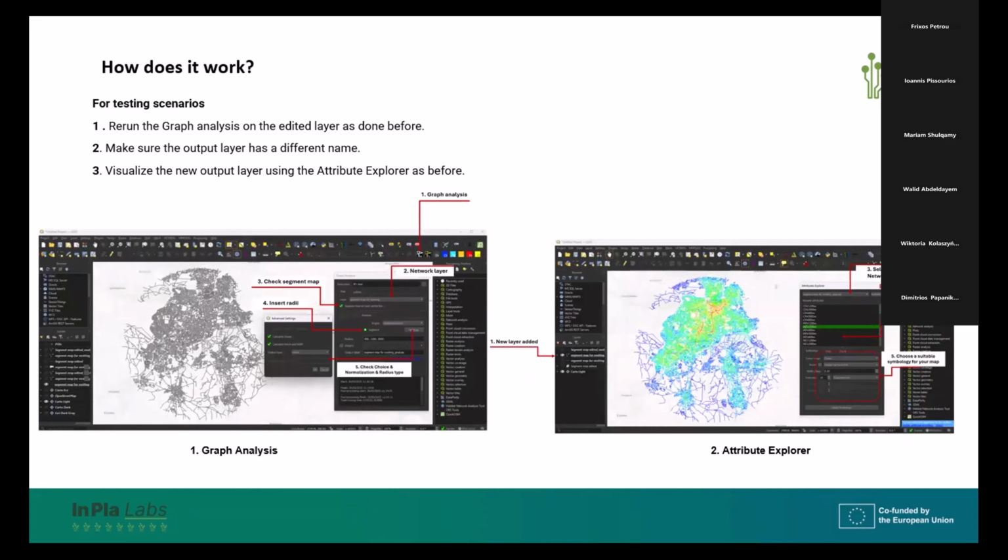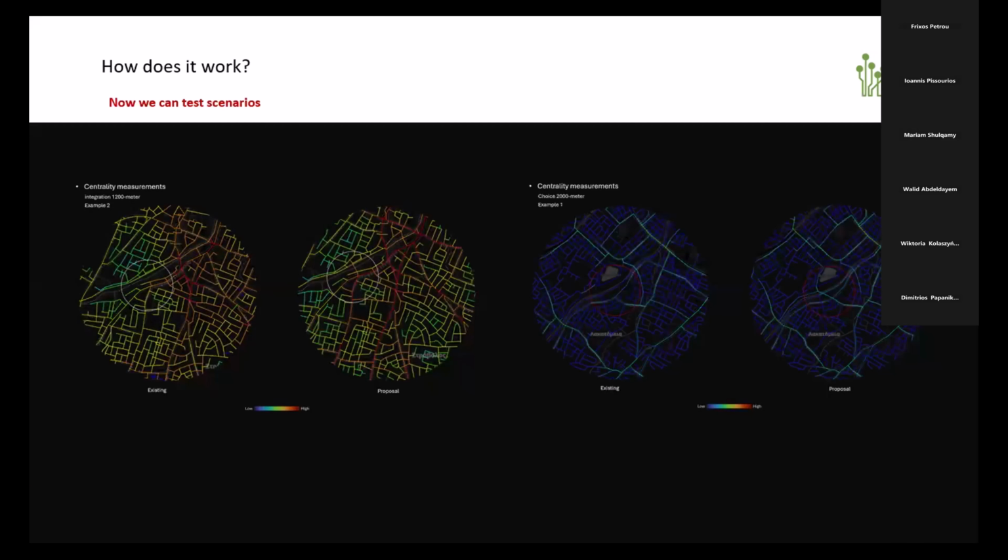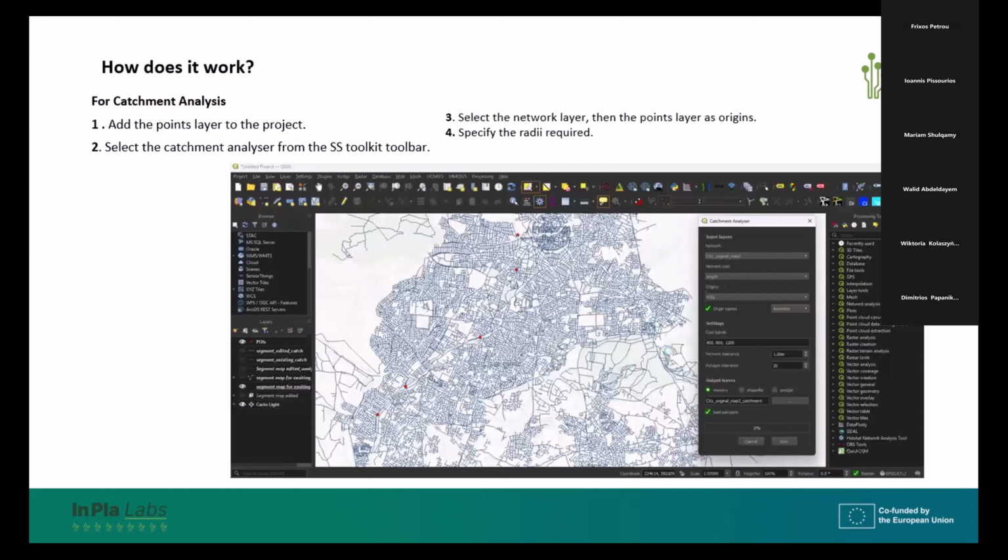So we have another map added for you, so you can compare results to what I've shown you previously. So you can now test scenarios visualized. You see like an after and before for the scenarios.